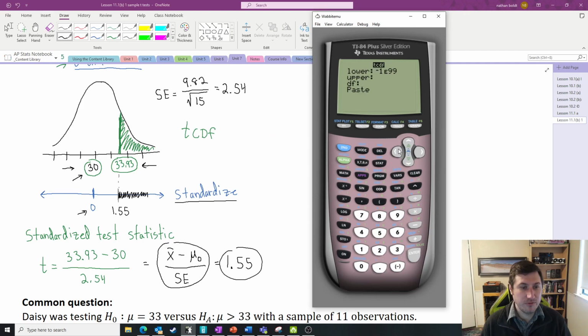So what's our boundary here? Our lower boundary is 1.55. Our upper, well, it goes up forever, so just put a really, really big number in there. And the degrees of freedom. If our sample size was 15, that is 14 then, right? So here we are finding that area, 0.0717.